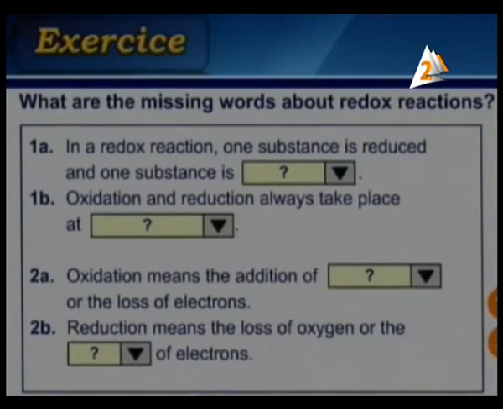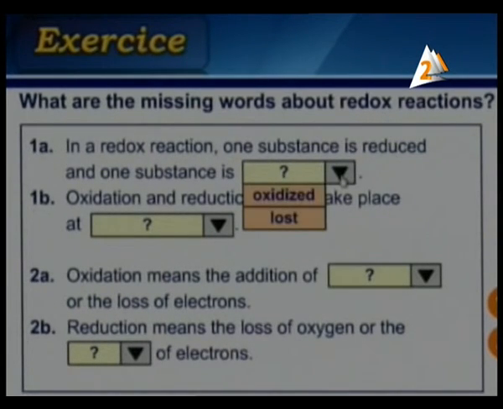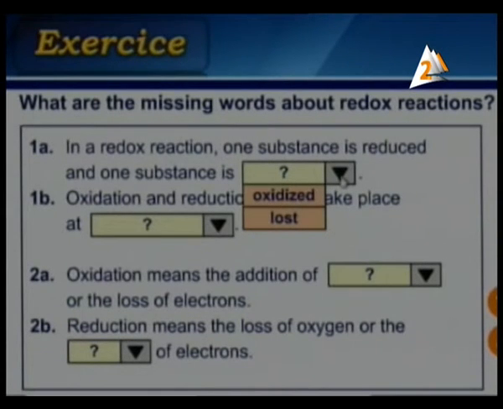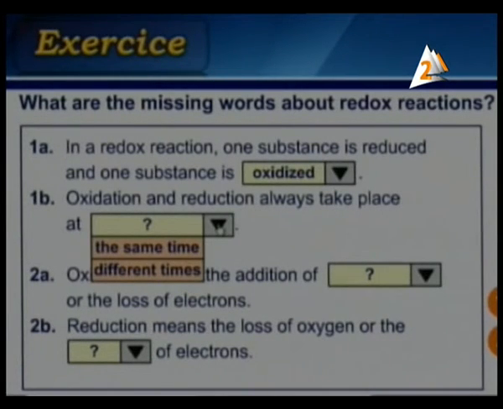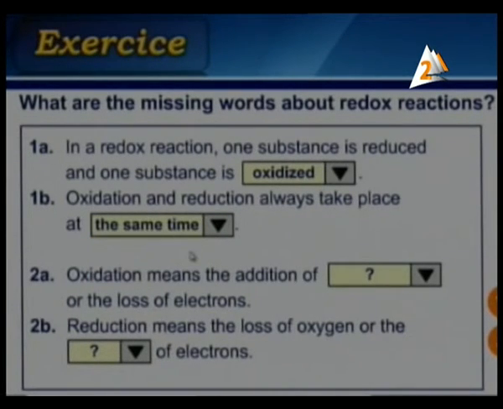So here we have a small exercise about the missing words about redox reactions. What are the missing words? In the first one, in a redox reaction, one substance is reduced and one substance is, what do you think the answer is, oxidized or lost? This is oxidized. The second one: oxidation and reduction always take place at the same time or different times? I think you have a good answer: at the same time.